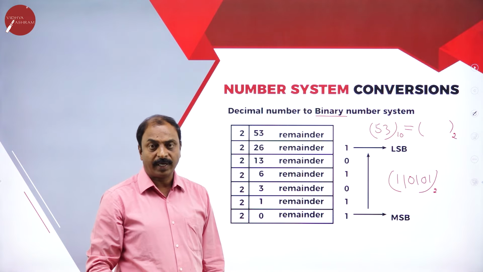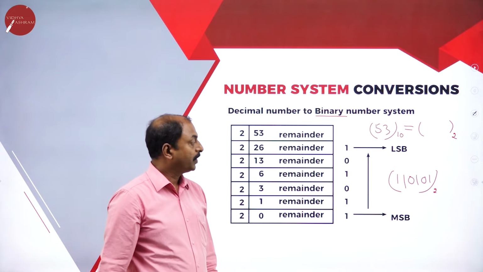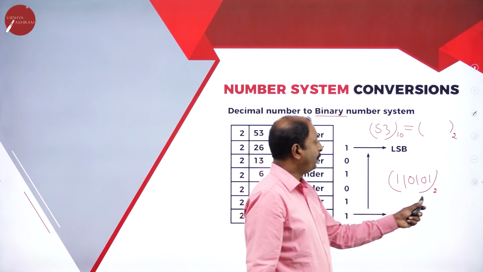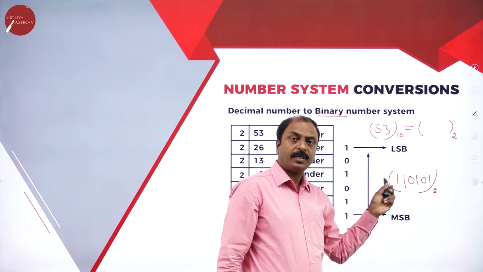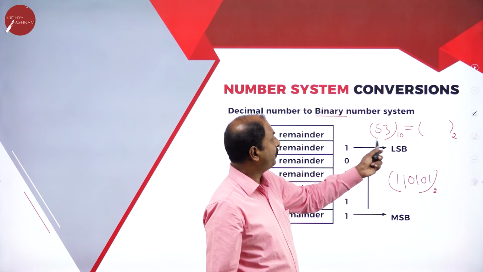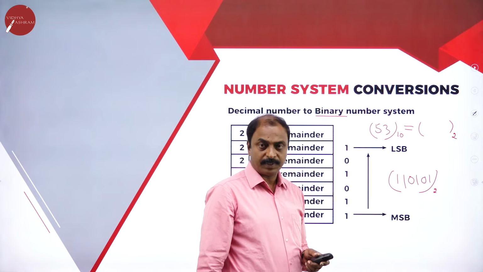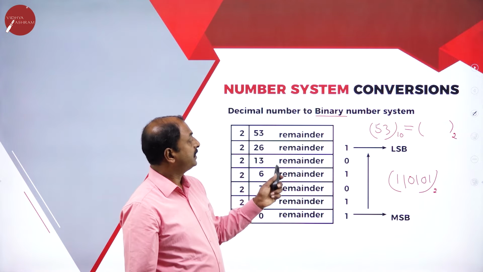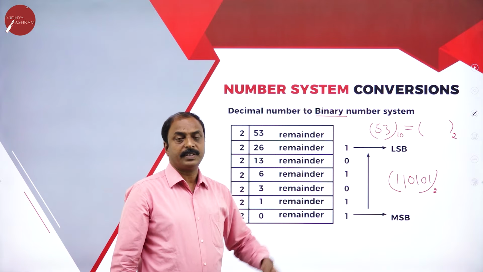This is to identify which number system the number belongs to. So here in this example, base is 2, so this is a binary number, a number we are representing in the binary number system. In this example, 53, base is 10, so this is a decimal number. So this is how to convert a decimal number to the binary number system.